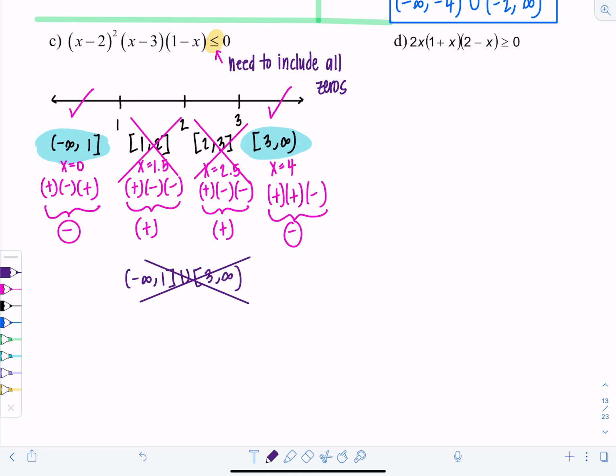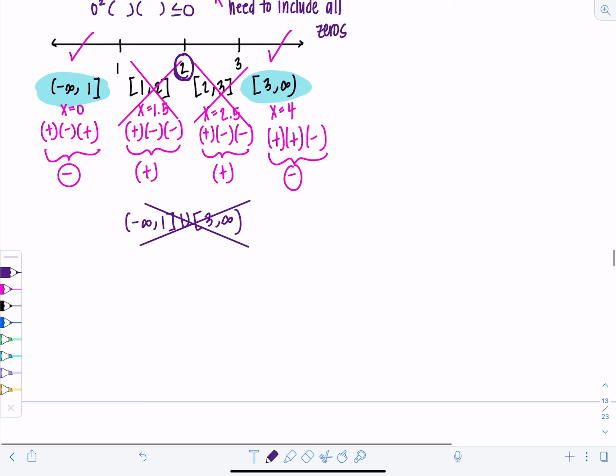And notice here, 2 is a 0. If I plug in 2 for x, I would get 0 squared times, and then who cares, is less than or equal to 0, which is true. So even though the interval from 1 to 2 and 2 to 3 didn't work, what about 2 all by its lonesome? You have to include it.